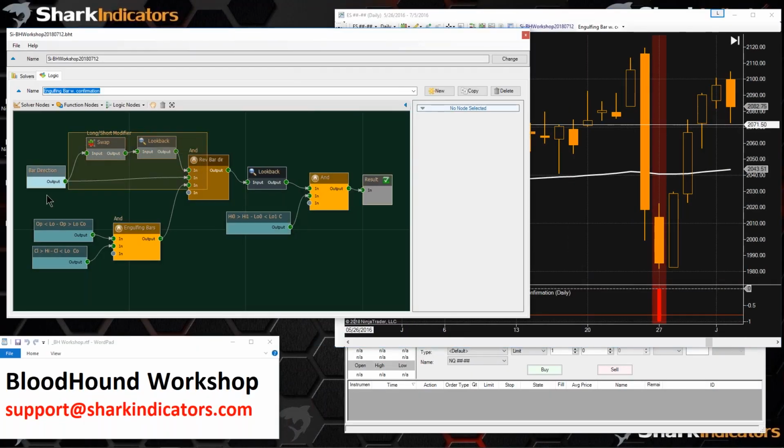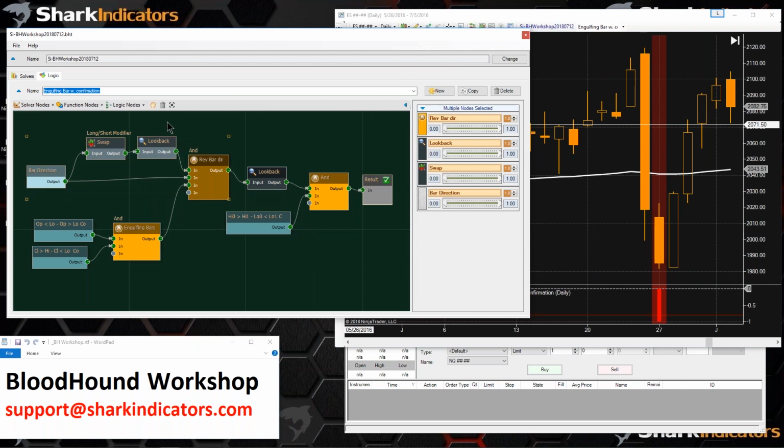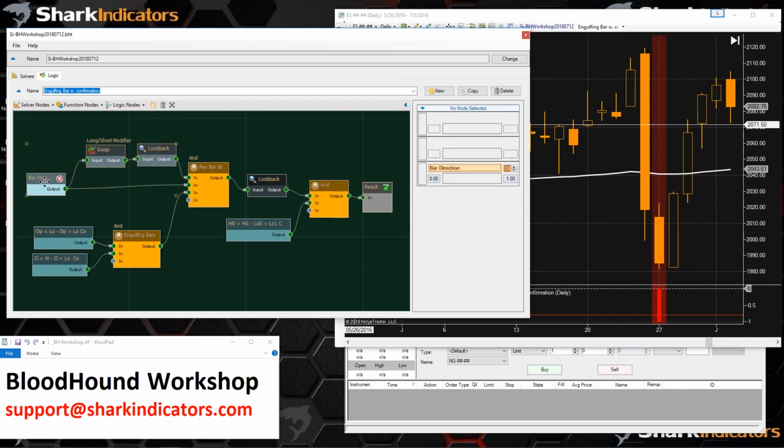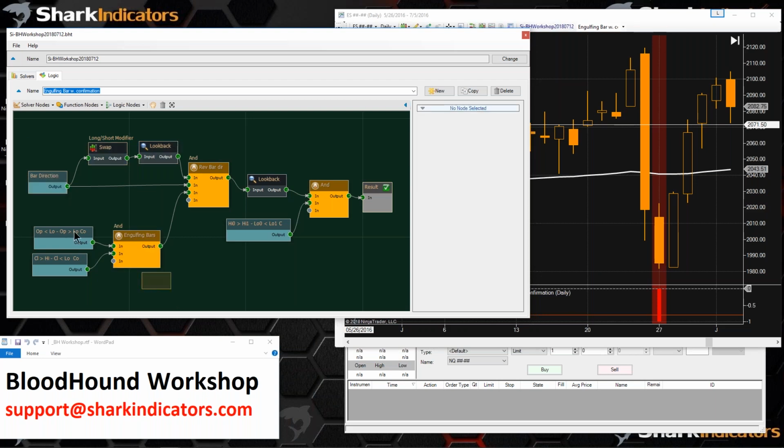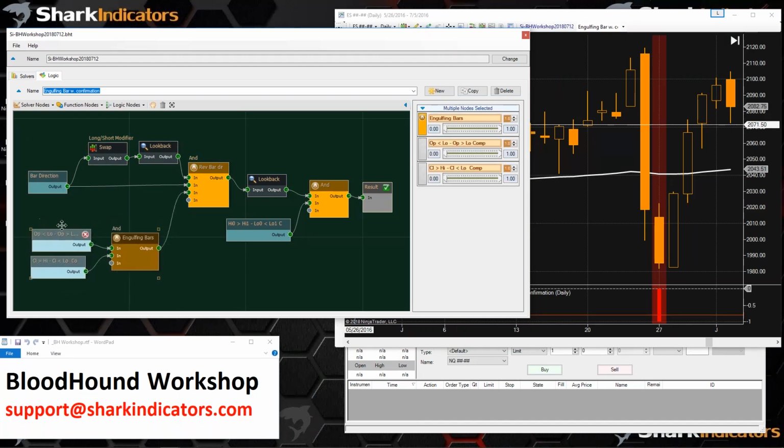All right, so again, here's the logic to make sure that the bar directions are correct. Basically, that we're getting bar directions in the correct direction, I guess you could say. Then down here is the engulfing bar logic, right?